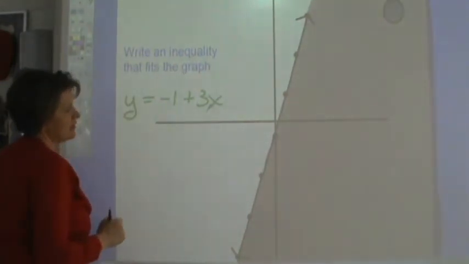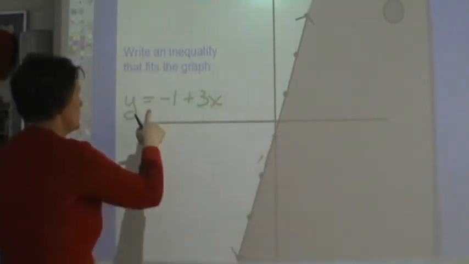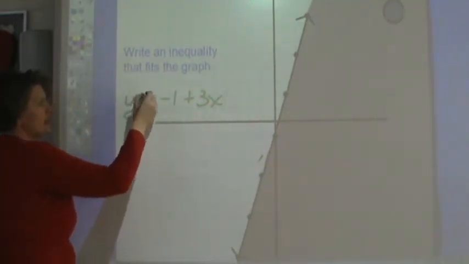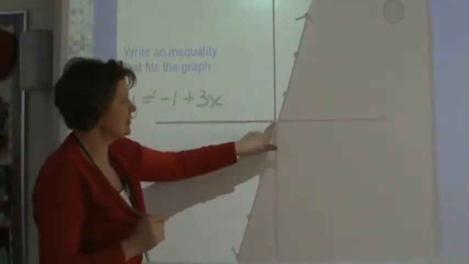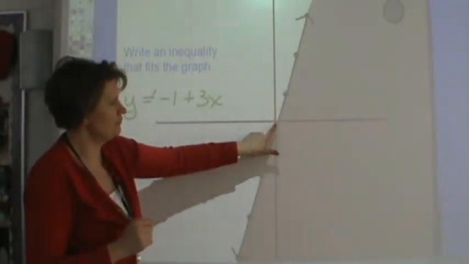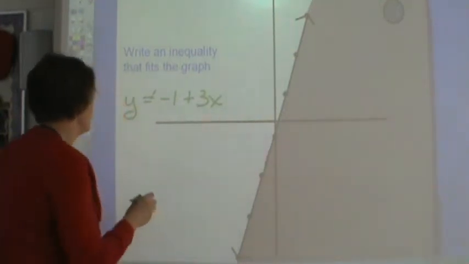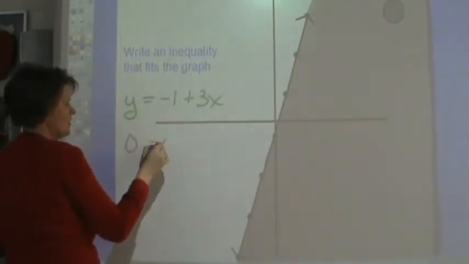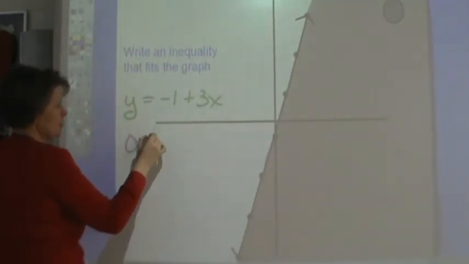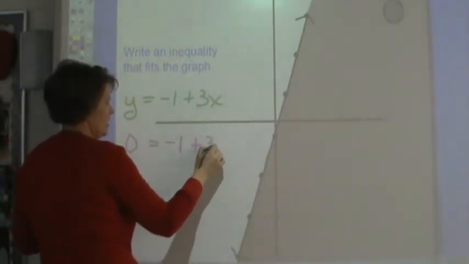Okay, now I have to decide, well, let's see. It's going to have a solid line. So we know we're going to have that underline. We just have to decide if it's less than or equal to or greater than or equal to. I can still test the origin, okay, because it's not on my line. It's close, but it's not on my line, so I'm good. So let's test 0, 0, and we're just trying to decide which way this is going to go. I'm just going to use equals for now, even though it's really not.